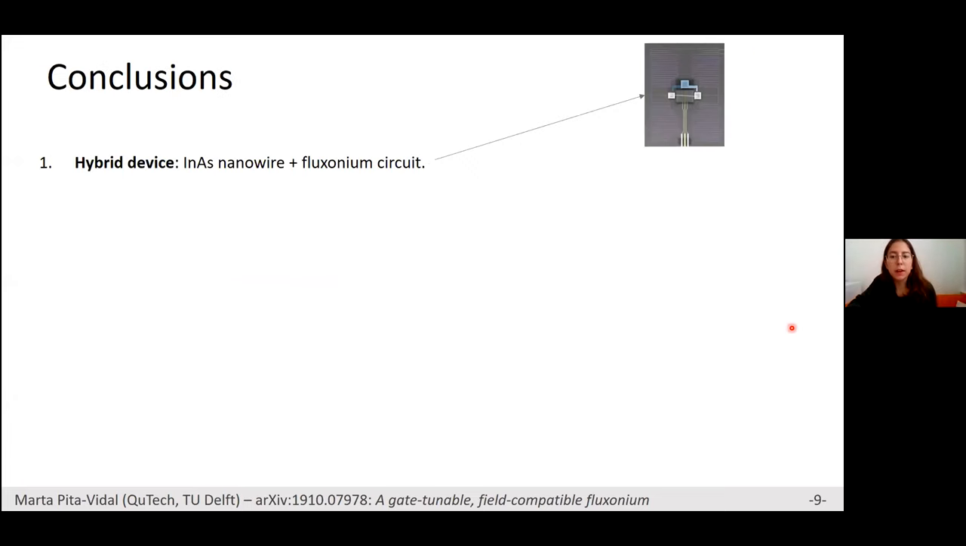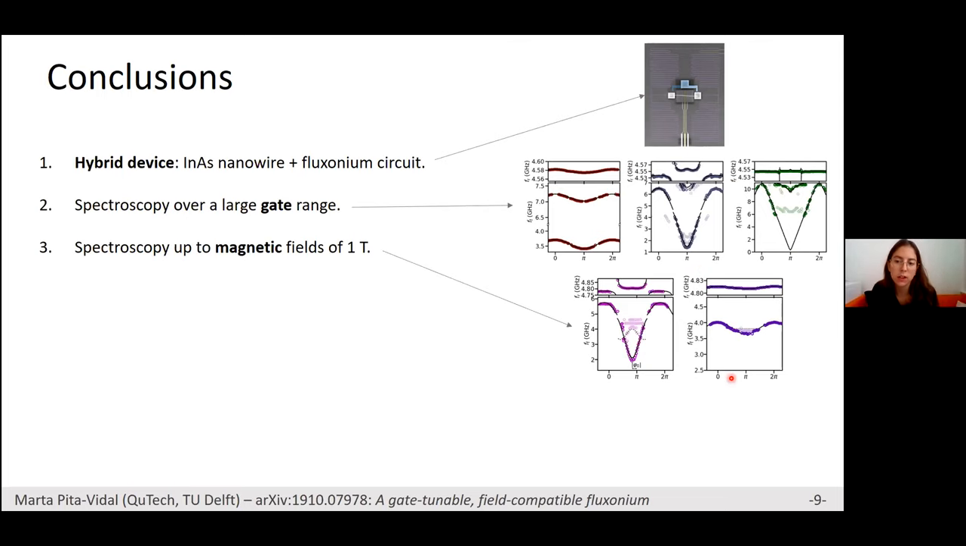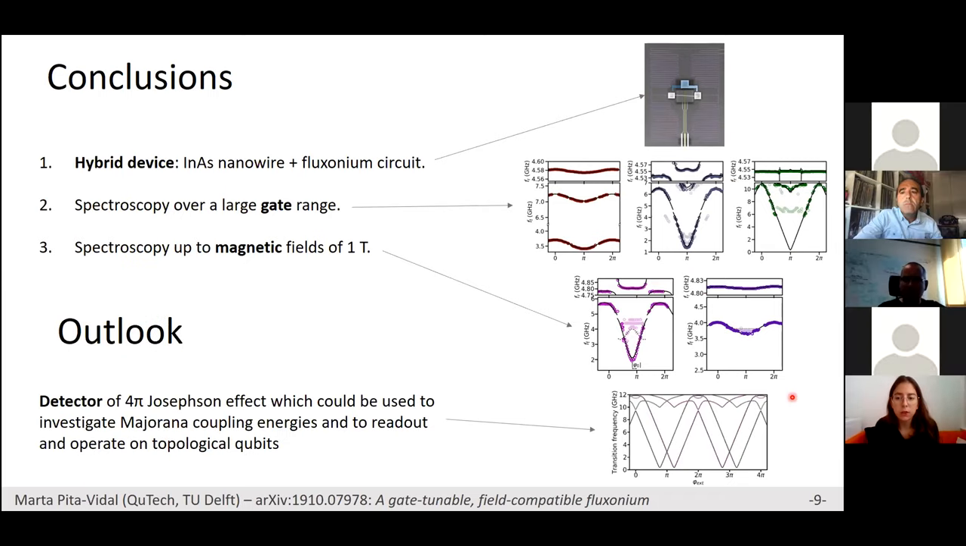To conclude, I'd like to summarize the main novelties presented in this work. First, we have made a hybrid device which integrates an indium arsenide nanowire into a fluxonium circuit. Second, we have made spectroscopy measurements over a large gate range and also up to 1 Tesla under the conditions necessary for the emergence of Majorana zero modes. Therefore, this device constitutes a detector of the 4pi Josephson effect, which could be used to investigate the coupling of Majoranas and also to read out and operate on topological qubits. And this is all. Thank you for your attention.